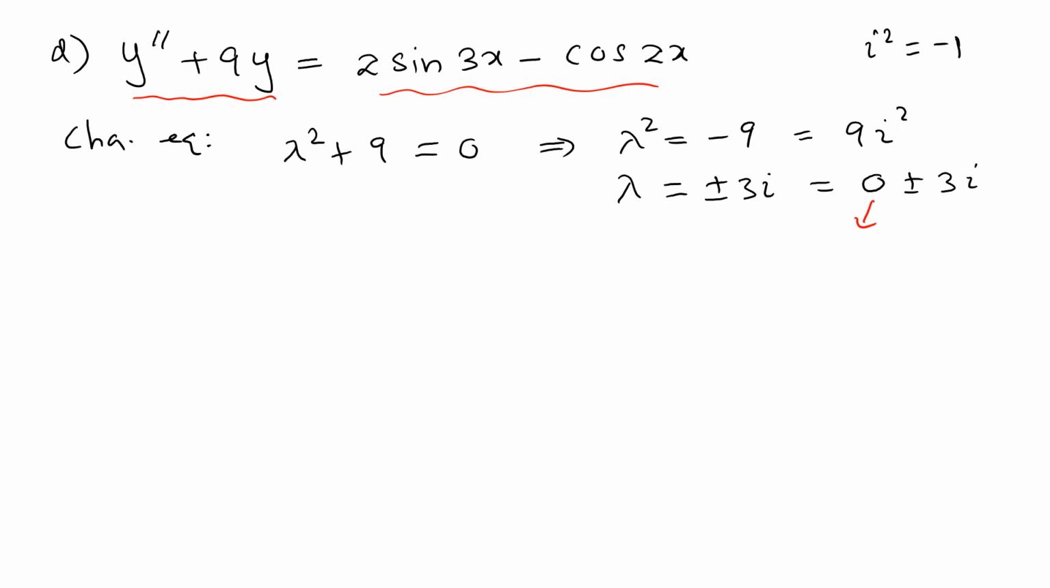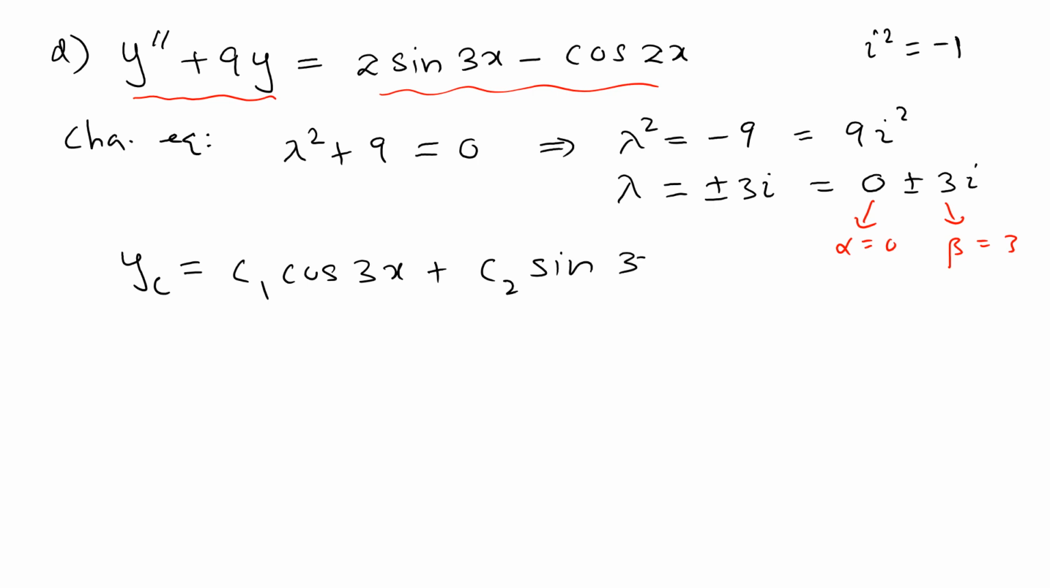So you only get the sine cosine part. Because we normally call this alpha, alpha equals 0, beta equals 3. So that's what we get. And you can see your yc has this form now, simply because there's no exponential term. So it's going to be simply c1 cosine 3x plus c2 sine 3x. Actually, we discussed these kinds of problems in detail in the constant coefficient video, so you can see more there.